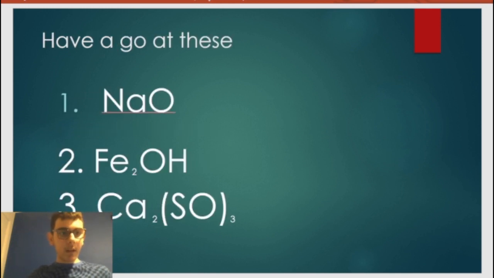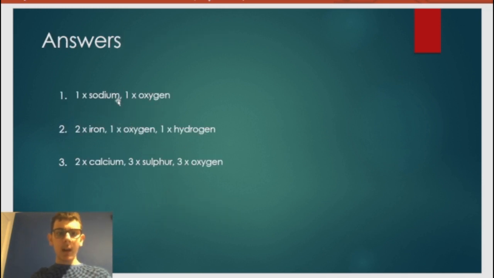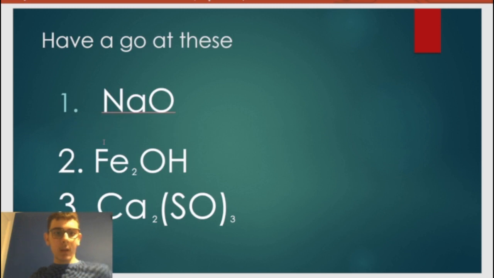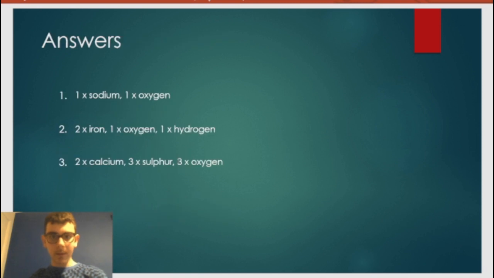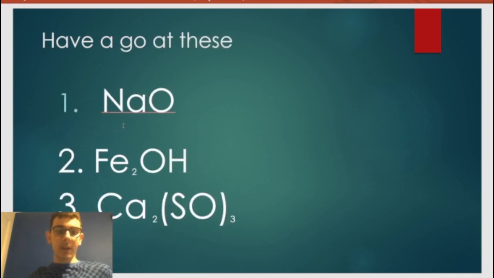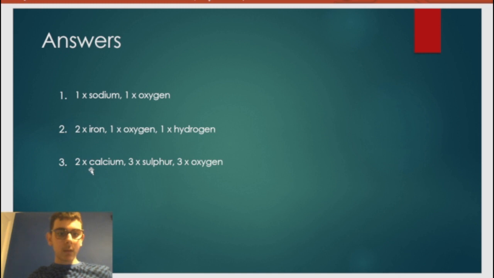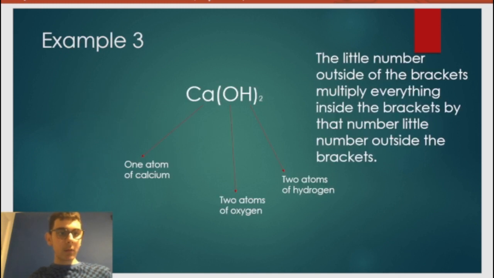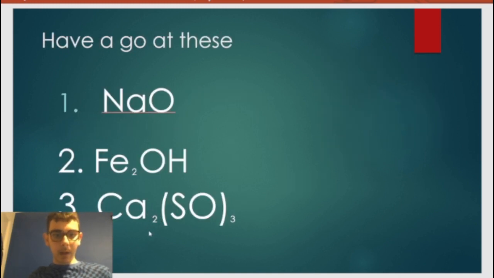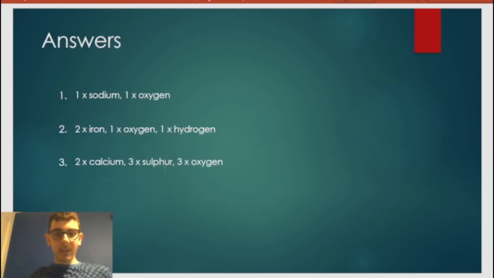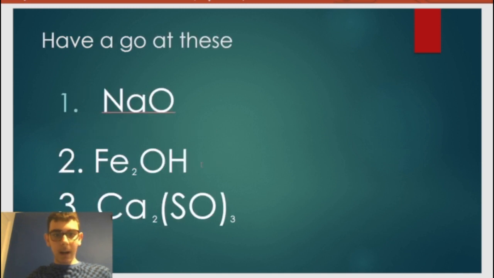So in number 1, which is sodium oxide, there is 1 atom of sodium and 1 atom of oxygen. Here we have 2 atoms of iron, 1 atom of oxygen, and 1 atom of hydrogen, which makes iron hydroxide. And we have 2 calciums because there's a little 2 here after the calcium, and we have 3 sulfur and 3 oxygen, as we have a little 3 here, so we have to times everything inside the brackets by that 3.